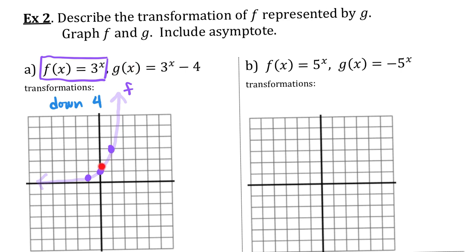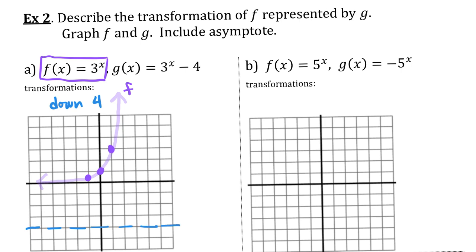I want to move this graph down 4. The asymptote was the x-axis. I'm going to move the asymptote down 4. So now it's going to be 1, 2, 3, 4 at negative 4. At negative 4, I'm going to draw a new asymptote. This one matters because it's not on the x-axis anymore.